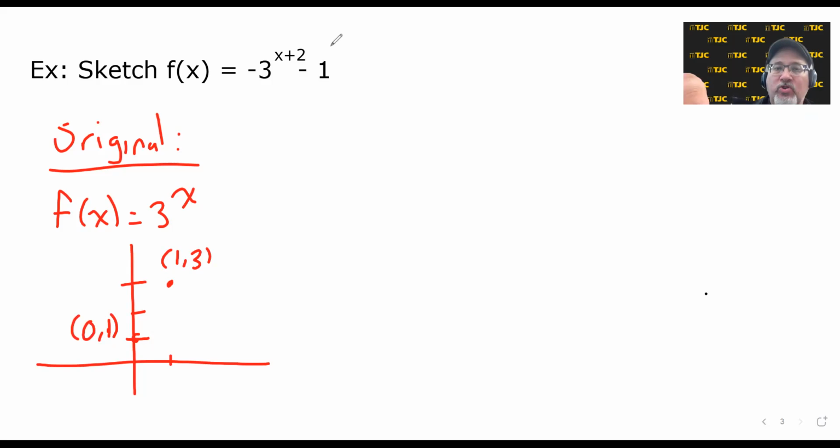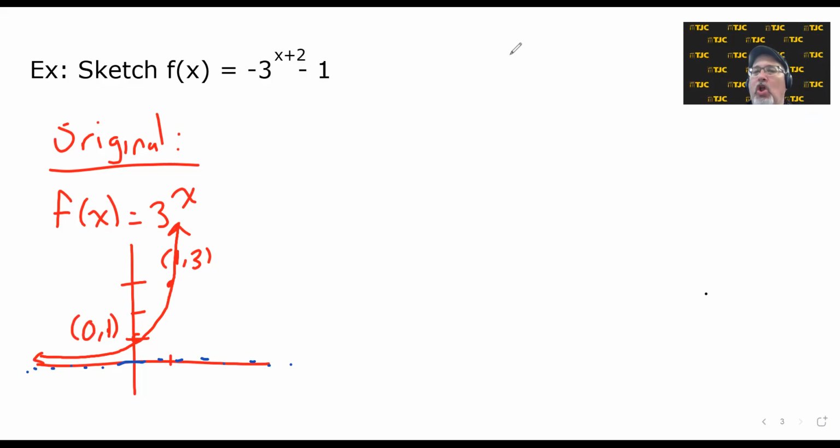I know it has a horizontal asymptote on the x-axis. Let's make that blue, something a little more contrasting. I know it has a horizontal asymptote on the x-axis, and I know that this graph is increasing. So it would start low, get high. There's a joke in there somewhere.